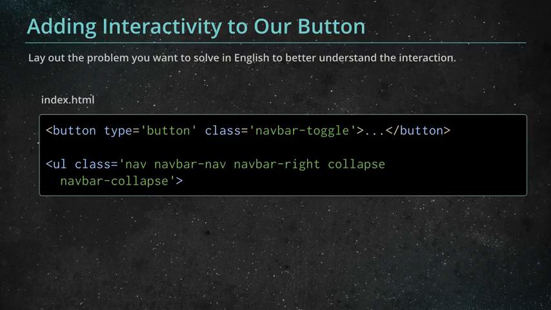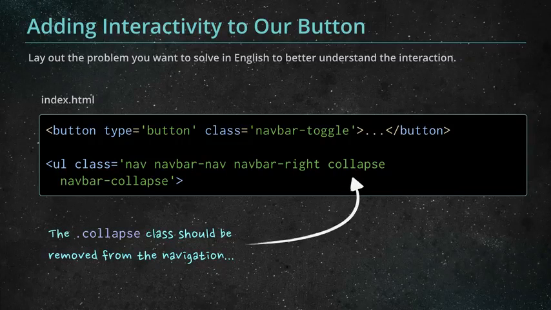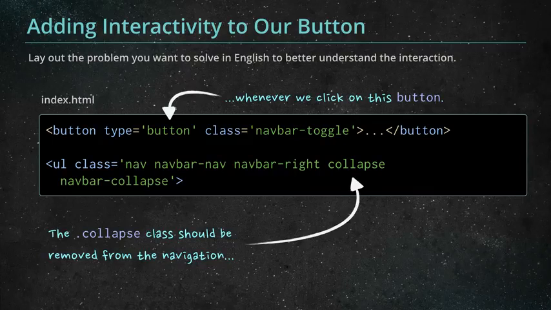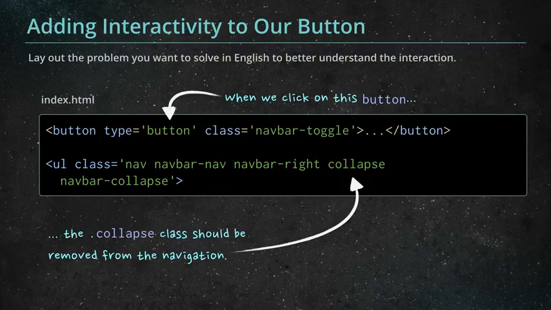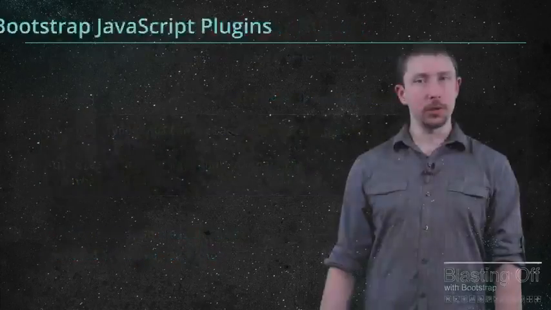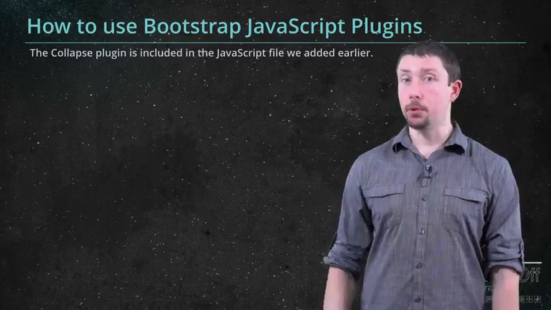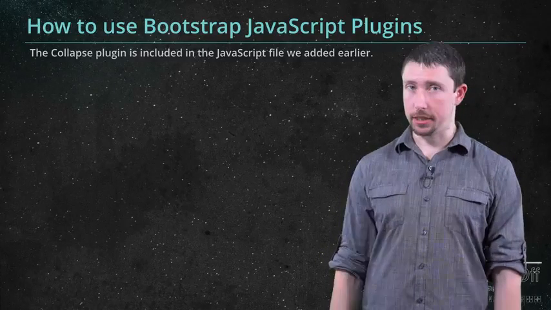Here's the button that we just created as part of our list of links that's being hidden in extra small mode. What we really want is for the collapse class to be removed from our list of links whenever this button is clicked. Then, if our user clicks the button again, we should add the collapse class back to that unordered list to hide the links once again. To do that, we're going to need to use the Bootstrap JavaScript Collapse plugin.